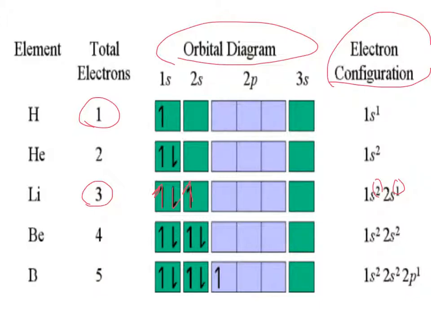Boron has 5 electrons, so I put 2 in the 1s, 2 in the 2s, and then I go up to the next orbital, which would be the 2p, and put in 1 electron there. The electron configuration for that would be 1s2, 2s2, 2p1.